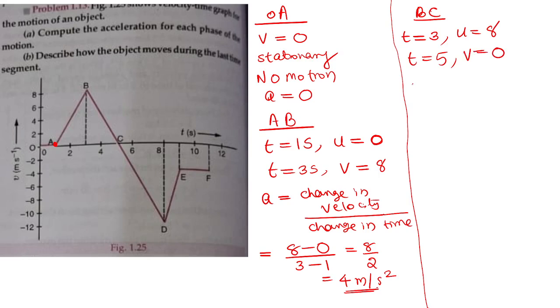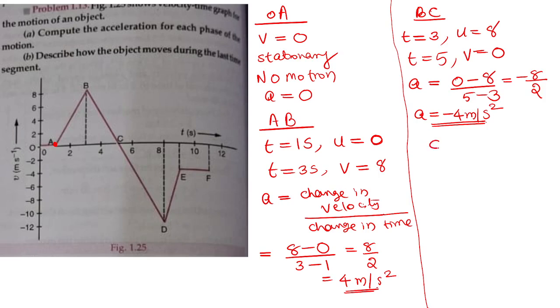Now, let me reduce some steps. Change in velocity is final minus initial. The order is very, very important. Acceleration is change in velocity by change in time. Minus 8 by 2. Acceleration is minus 4 meter per second square. Meter per second square is the unit of acceleration. Next is after BC, CD.